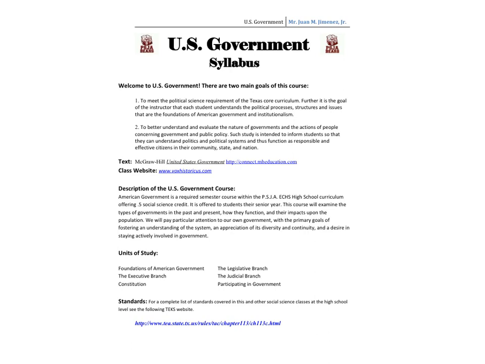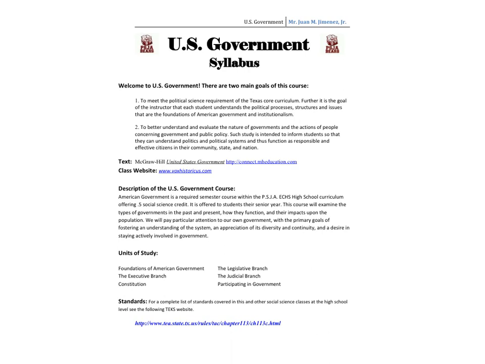The description of this course is that American government is a required semester course within the PSJA Early College High School curriculum, offering 0.5 social science credit. It is offered to students their senior year. This course will examine the types of governments in the past and present, how they function, and their impacts upon the population. We will pay particular attention to our government with the primary goals of fostering an understanding of the system, an appreciation of its diversity and continuity, and a desire in staying actively involved in government.